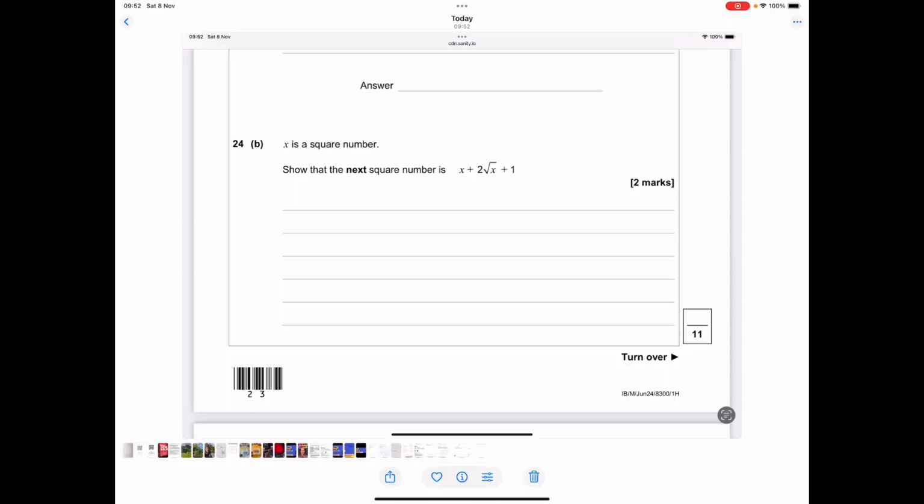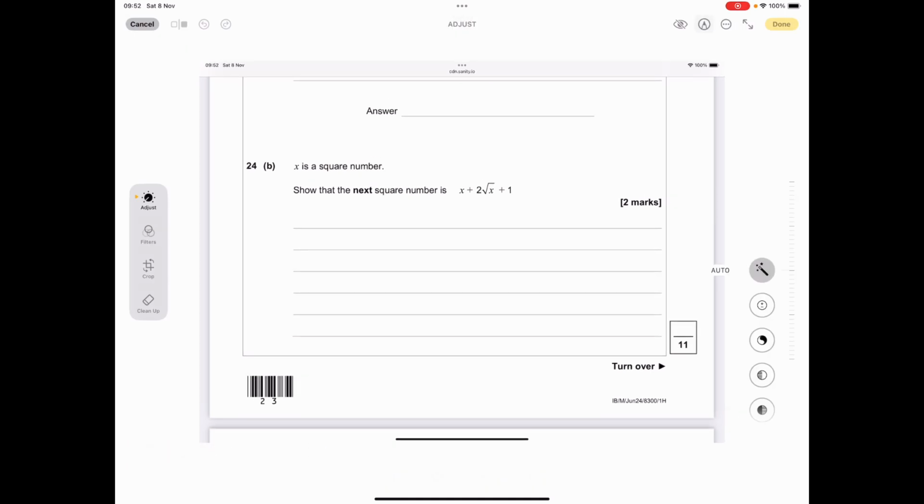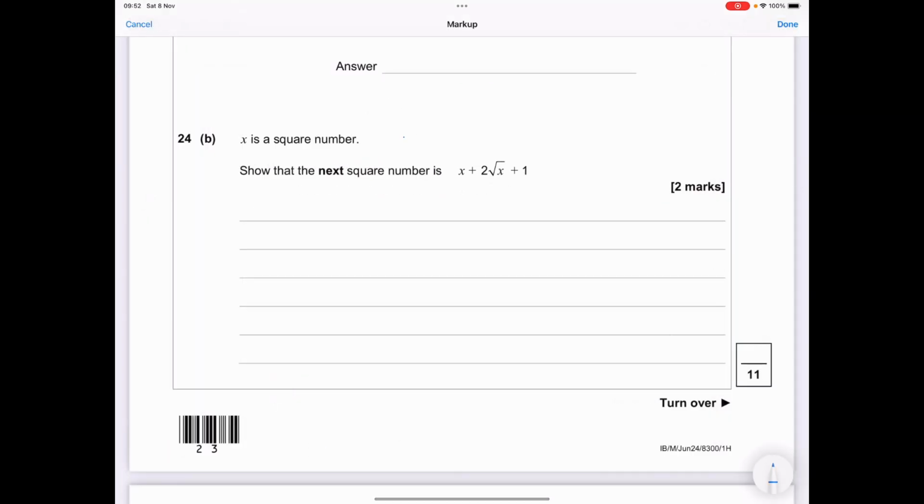From an AQA paper, non-calculator in 2024. X is a square number. Show that the next square number is x plus 2 root x plus 1. Now, if you look at this, it means that the square root of your number is root x, and then the next number would be root x plus 1.